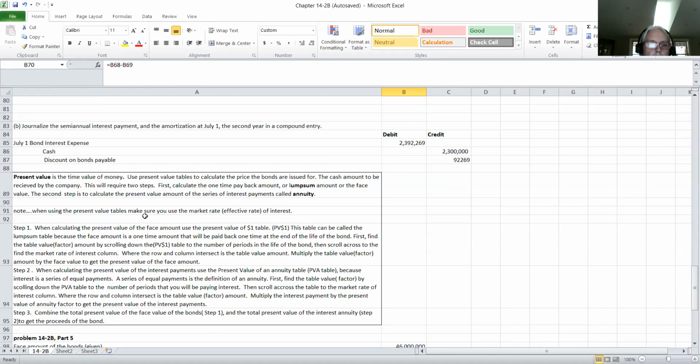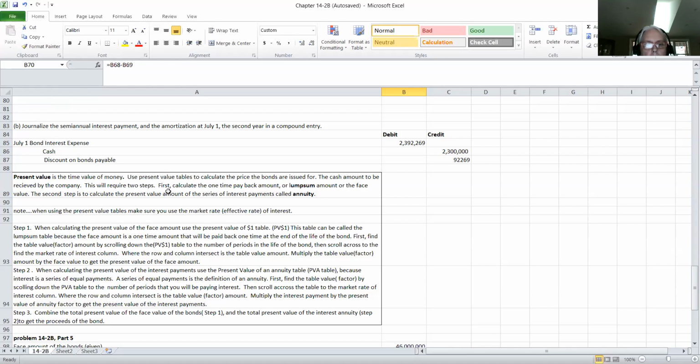Before we can do that, we need to talk about some things that are related to the present value of a bond. First of all, present value is the time value of money. In other words, our money has interest associated with it, and so there's a time value associated with the money that we are using in this particular problem. We're going to use the present value tables to calculate the price that the bonds are issued for. The price that they're issued for is the cash amount that would be received by the company.